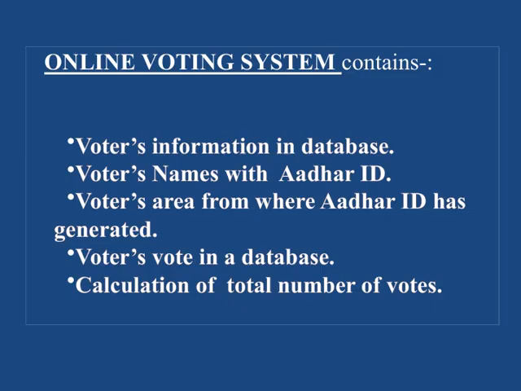Now, let's take a closer look at what the online voting system contains. First, we have the voter's information stored securely in a database. This includes essential details that help verify each voter's identity and eligibility. Next, we have the voters' names along with their Aadhaar IDs, which serve as unique identifiers to prevent any confusion or duplication.